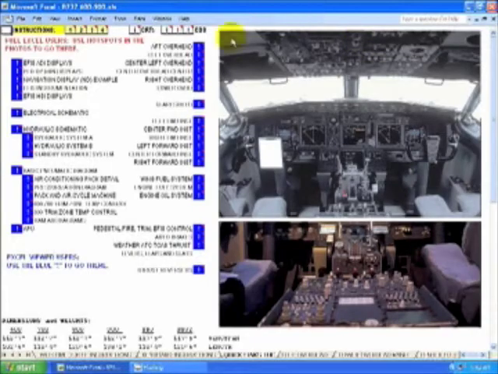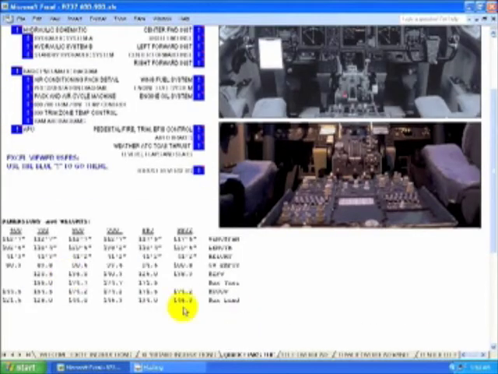Welcome to the Boeing 737-600, 700, 800, and 900 demonstration. This is the table of contents. The photo has hot spots, takes you anywhere in the cockpit right away. There are links to all of the panels, the sheets, schematics, and diagrams. And we have differences information.